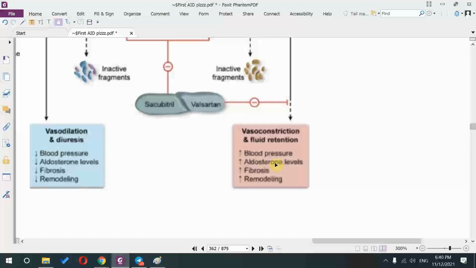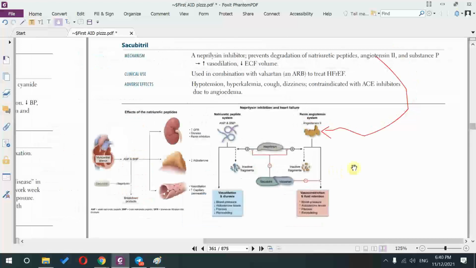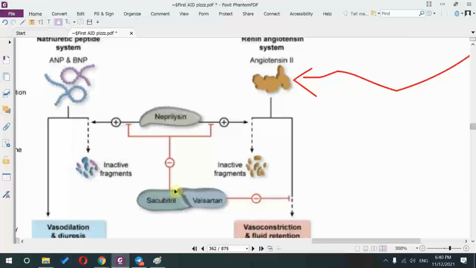Angiotensin 2 also increases your aldosterone level, increases your fibrosis and remodeling. So do you want more angiotensin 2 or less angiotensin 2 in your body? Yeah, you want less, for sure you want less. So what do we do? We give combination therapy. In the same tablet, you will have sacubitril, which increases your ANP and BNP basically, and you have valsartan, which prevents the activity of angiotensin 2.